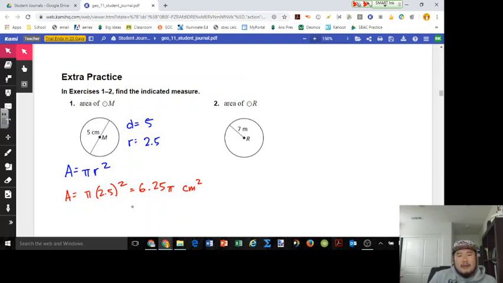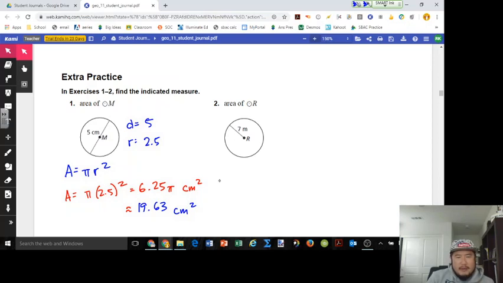If they ask you to simplify it out all the way, then you take 6.25, multiply it by pi, and that gets you 19.63 centimeters squared. And don't forget, in this section, they are asking you to round to the nearest hundredth. All right? So that's how you find the area.